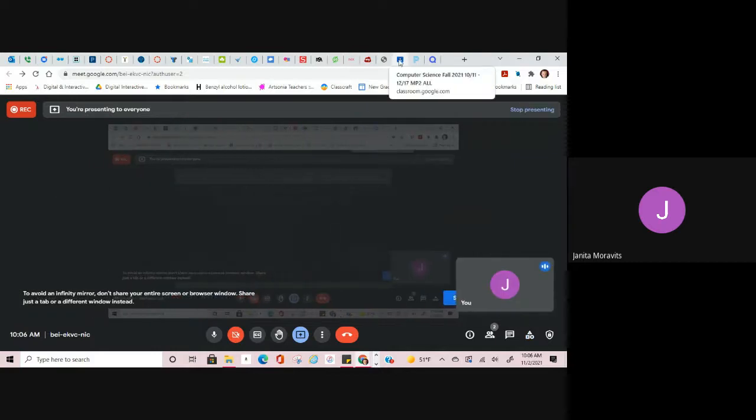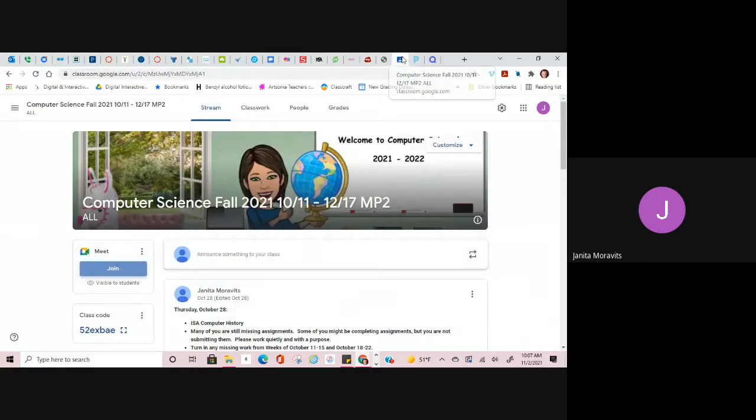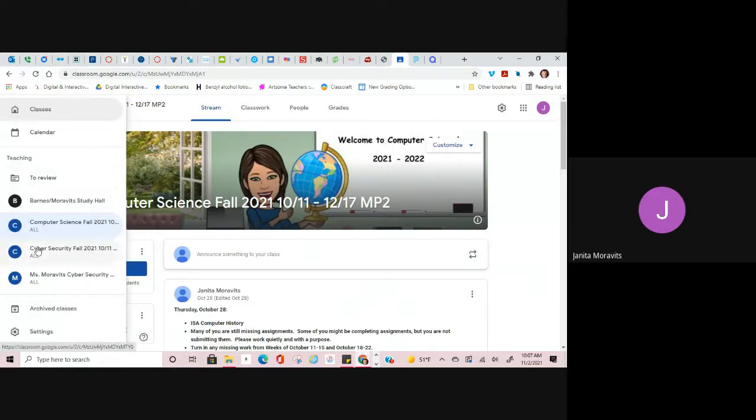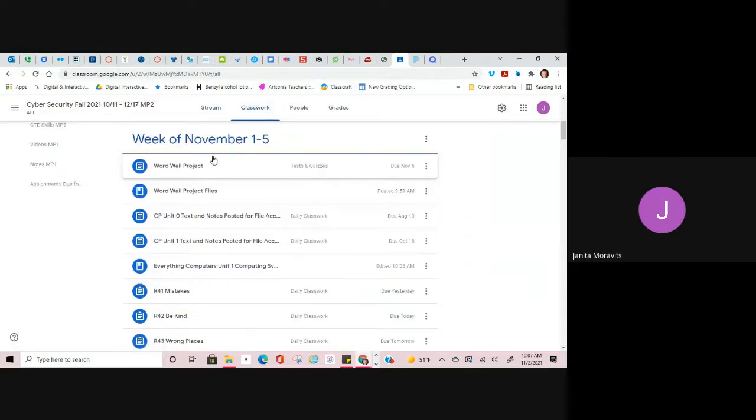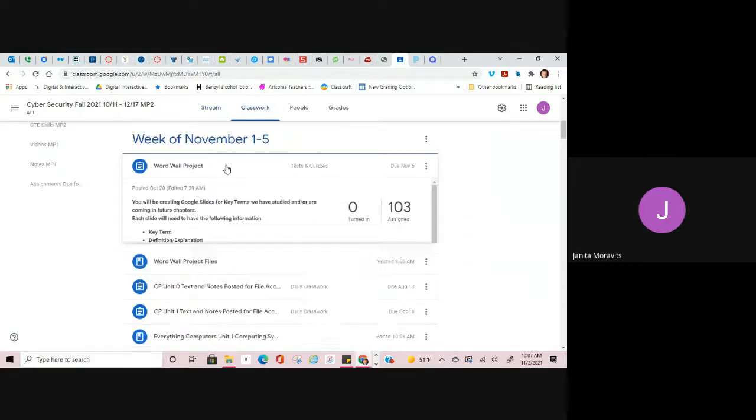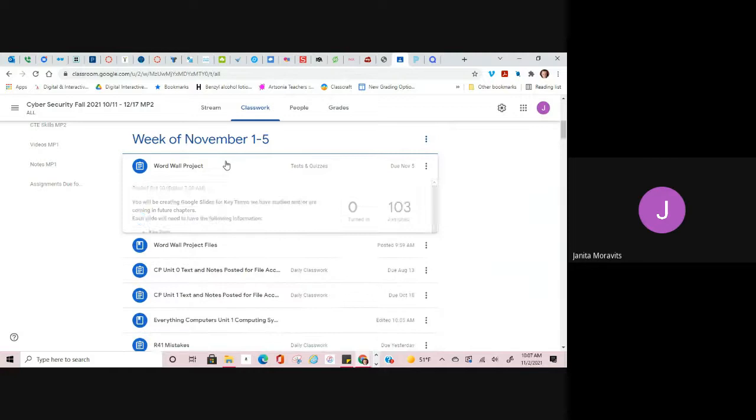So I'm going to show you what I did for that. It's going to look the same for computer science as it will for cybersecurity. I'm going to show you that tab. All right, week of November 1st through 5th. Here's your project right here. It tells you what to do.